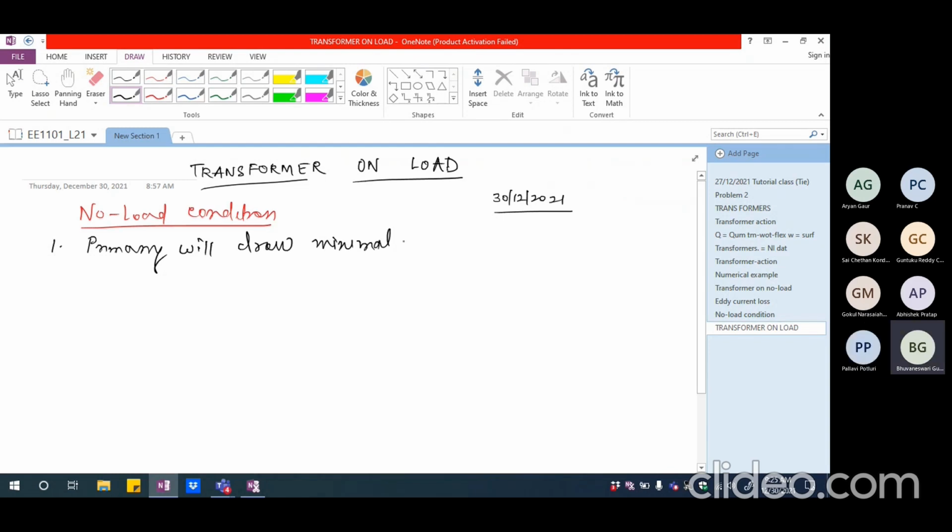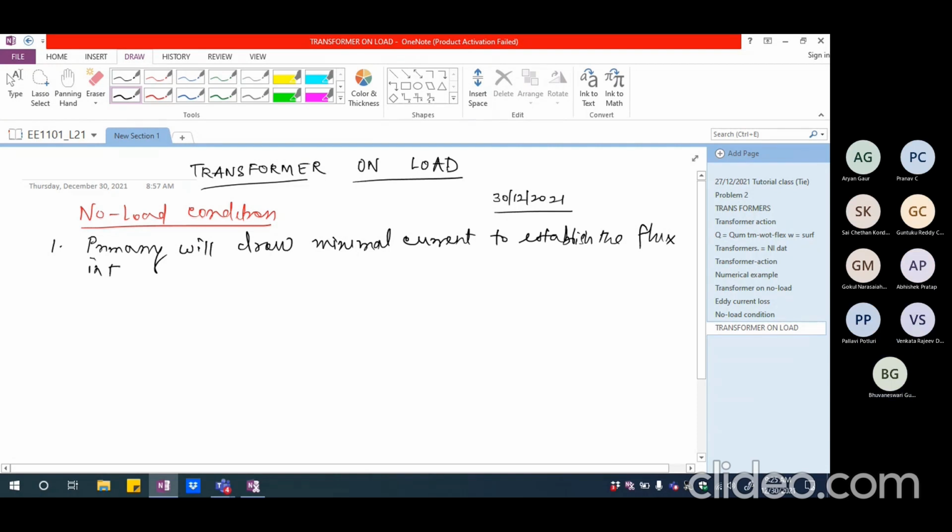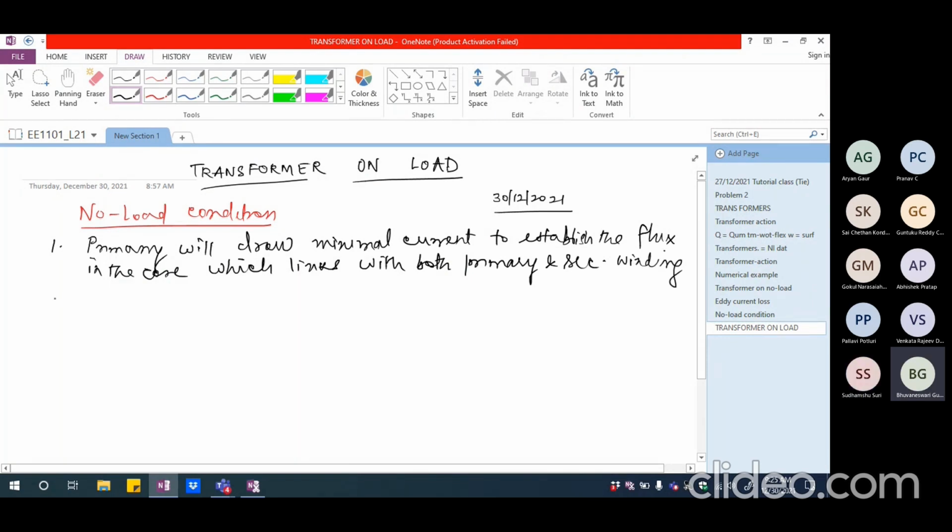To make sure that the flux is established in the core, which links with both primary and secondary winding. And in the process, you are going to have some losses that are incurred. So core losses are incurred in the transformer.